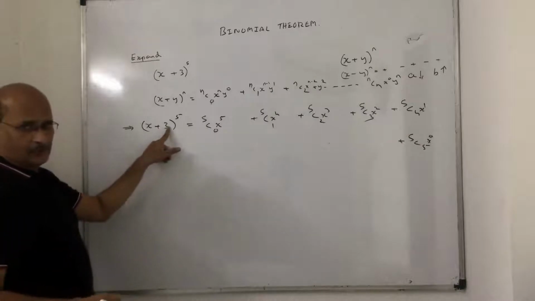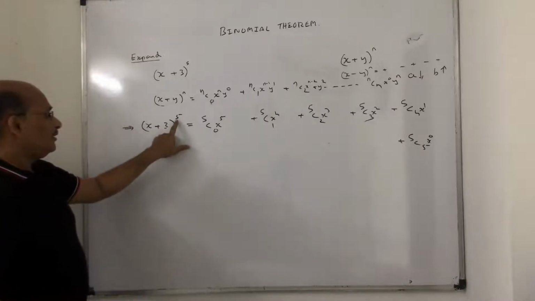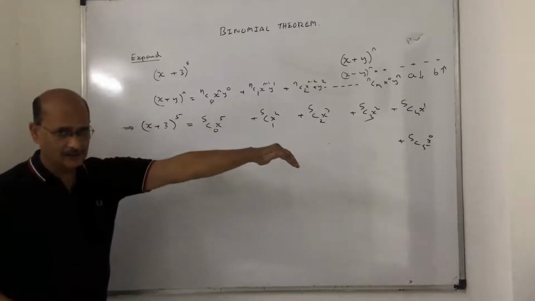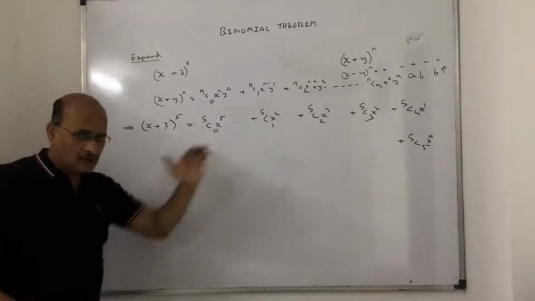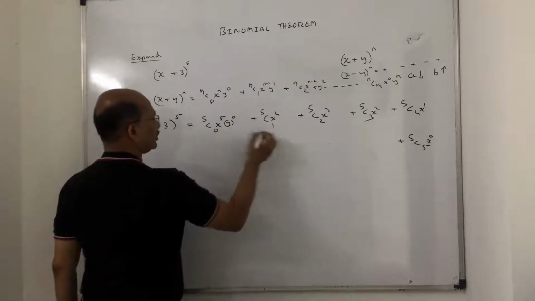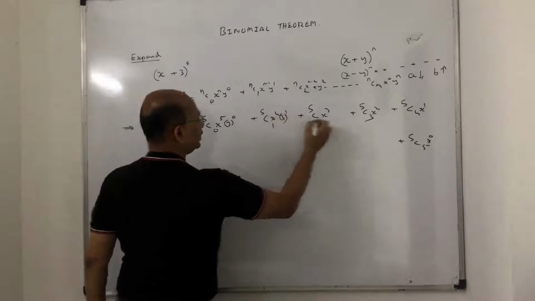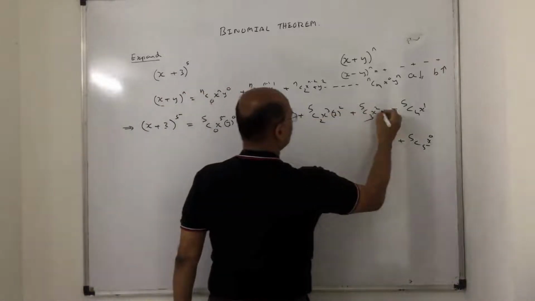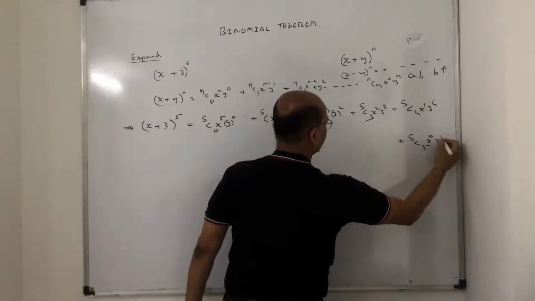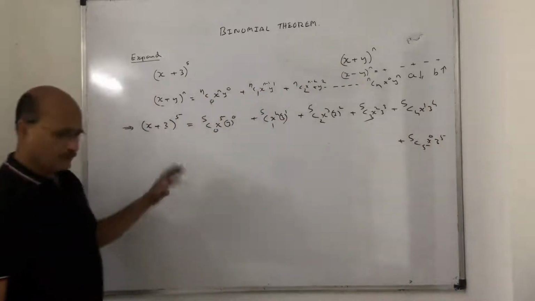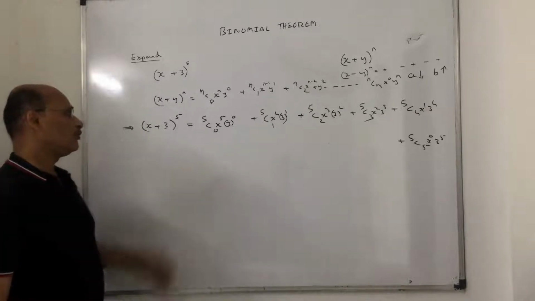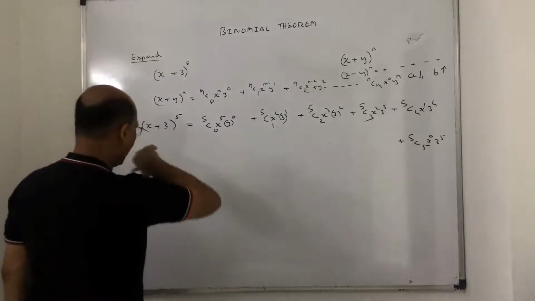Similarly, the second term will start from 0. Remember, the first term starts with 5, decreasing in the power of x. The second term starts from 0, increasing in the power. So you write 3 raised to 0, 3 raised to 1, 3 raised to 2, 3 raised to 3, 3 raised to 4, and 3 raised to 5. Now once you finish with this, your job is ready. I hope you got this point clear.